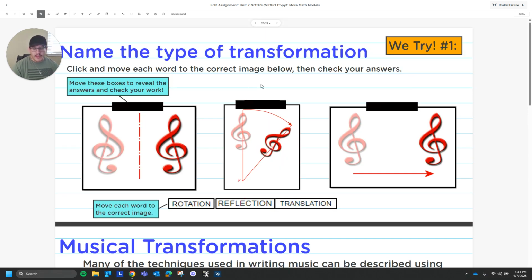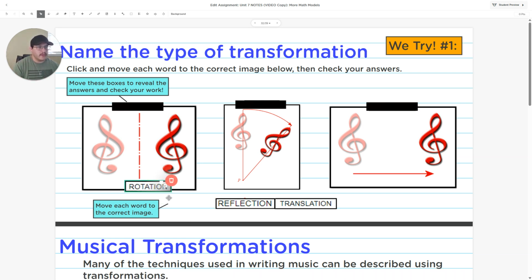Now, after we've gone over the transformations, again, we've done that part of the lesson before in previous lessons. So we're just going to go straight into some practice to remind ourselves of what is what. If you're on Class Kick 2, take each of these words here and match them to the correct image. We have rotation, reflection, and translation. Please move each of these words to the correct spot. And then if you want to check yourself, remove these boxes to see if you're correct or not.